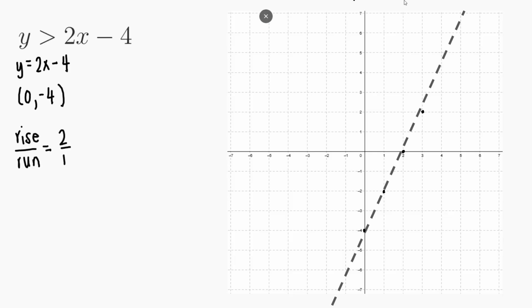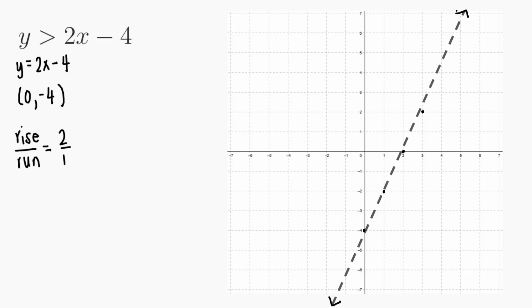Now we have our dashed line on here. Like before, we're going to add some arrows. And the reason this is going to be a dashed line is because it's a greater than symbol. There's no equal, and equal would be a full line. Now, which side of the line needs to be shaded?